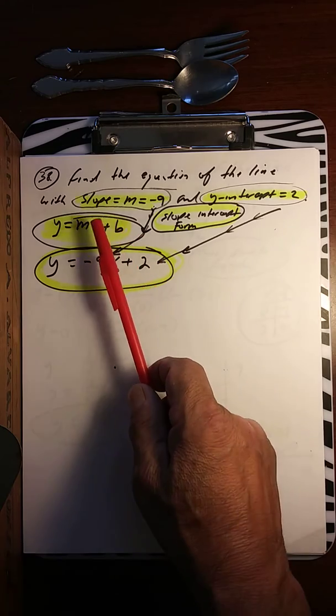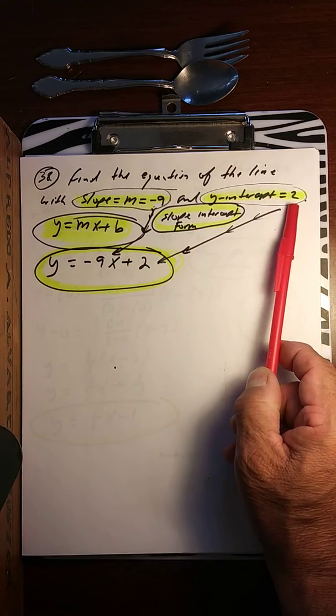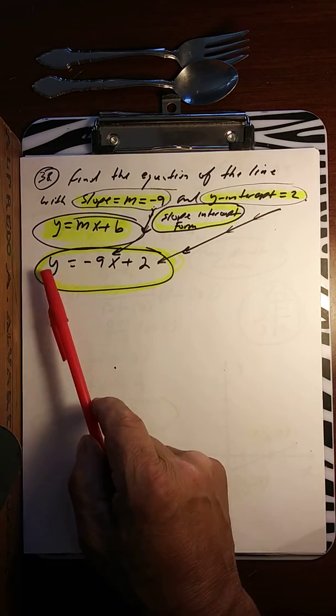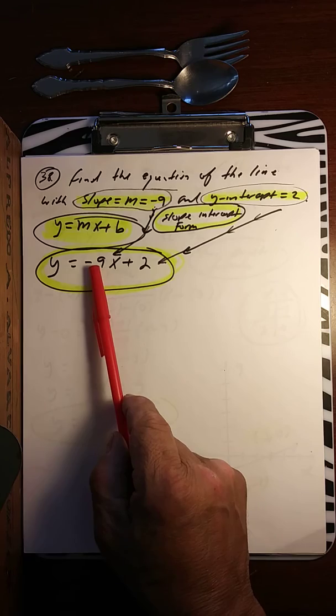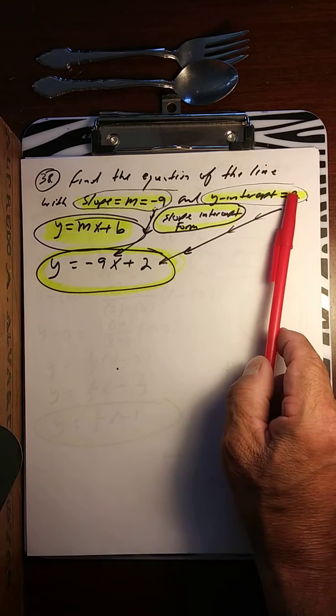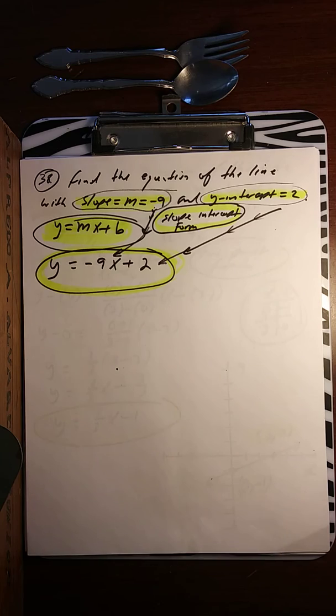Find the equation of the line with slope negative 9 and y-intercept 2. Y-intercept means this right here. Y equals mx plus b. Do I know the slope? Yes, it's negative 9. Do I know the y-intercept? Yep, right there it is. It's 2. So you just put 2 there. Put the slope right there. That's it.